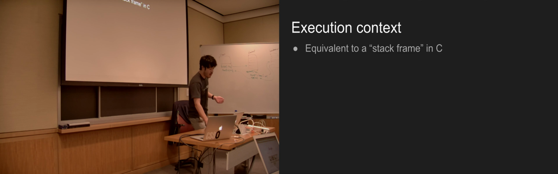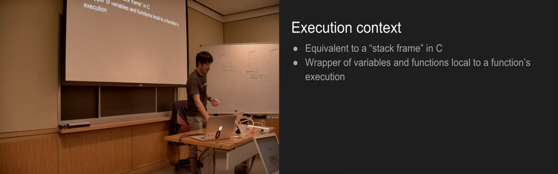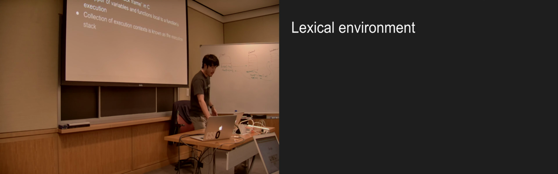All right, execution context. Anybody remember what that is? Every time you execute a function, what? Yeah, it's like a namespace for a function. You can think of it like that. So it's like a stack frame in C. So it's a wrapper of all the variables and functions local to a function's execution.